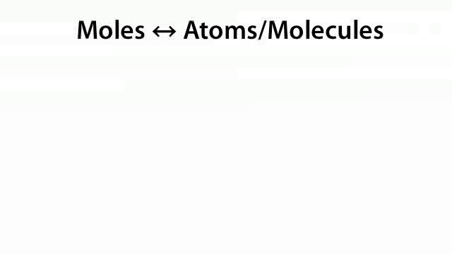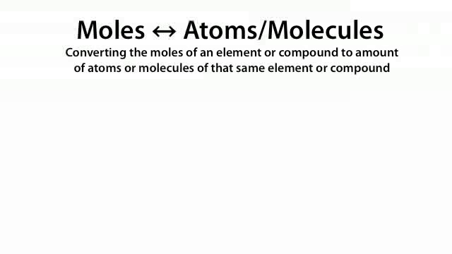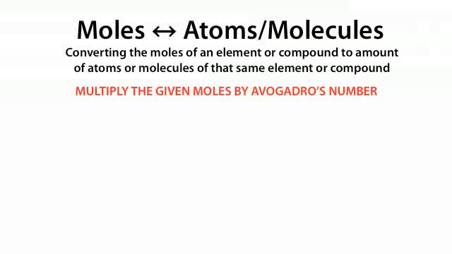Next, we're going to talk about going from moles to numbers of atoms or molecules. Converting the moles of an element or compound to amount of atoms or molecules of that same element or compound. The key here is to multiply the given moles of element or compound by Avogadro's number. Avogadro's number is a constant number. It's a number that you should be very familiar with. You should memorize it. Avogadro's number is equal to 6.022 times 10 to the 23rd.